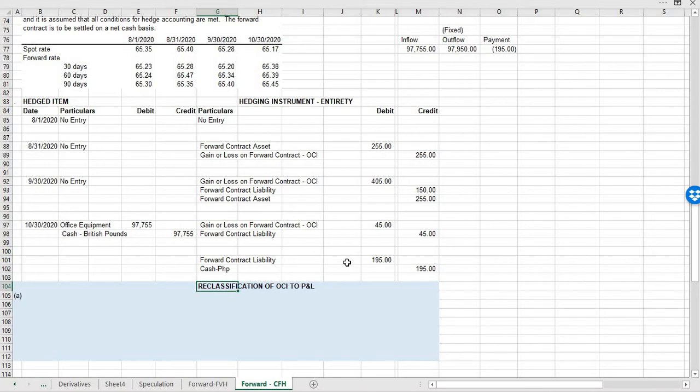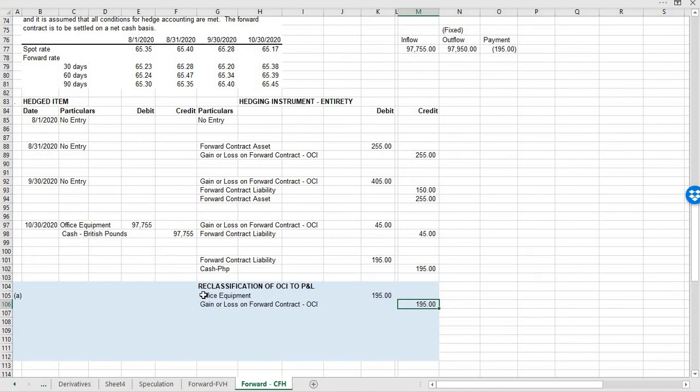So, para isara yung loss na OCI, dapat credit. At syempre, may debit. Anong i-debit? Yung office equipment, yung non-financial asset. Ibig sabihin, kapag loss, siya ay addition to the cost of the non-financial asset or a deduction from the non-financial liability. So, kaya debit tayo office equipment, 195 pesos. And credit yung OCI na account at 195 pesos. So, nag-zero out na yung ating OCI dito after this entry, after we adjusted the cost of the non-financial asset.